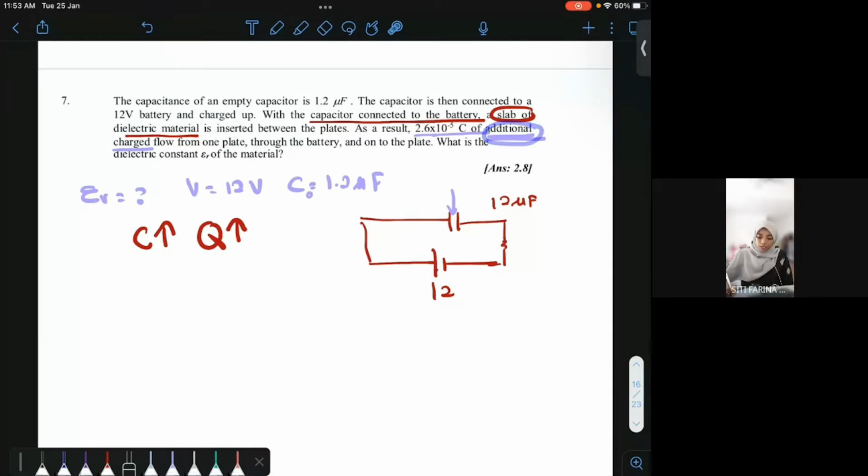Okay. Apa maksud nilai ini? Adakah ini Q baru kita? Is this our new Q?